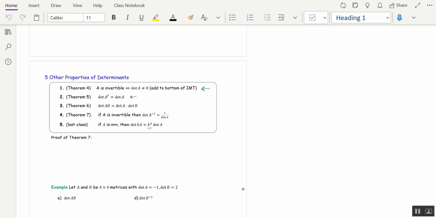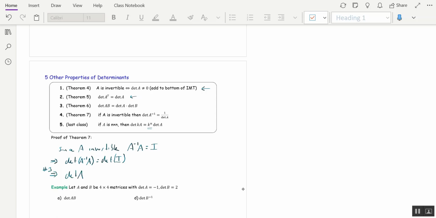All right, here's a proof of theorem 7. Since A is invertible, its inverse exists, and A inverse A is the identity. This implies that the determinant of A inverse A is the determinant of the identity. Just take the determinant of both sides of that equation. Now, this implies, by number 3, that the determinant of A inverse times the determinant of A is 1, because the determinant of the identity is 1.